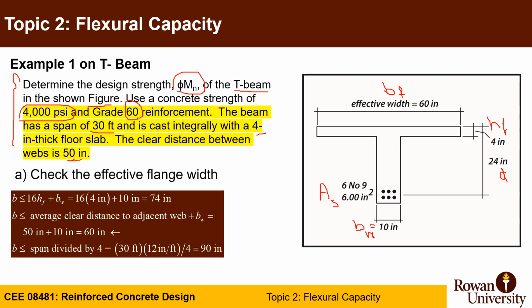So if you check the equation that we have before, you have 16 HF plus BW: 16 times 4 plus 10 is 74 inches. The second one will be B web plus SW, which is 50 here, will give you B should be around 60. And the last one is the span divided by 4, which in this case is 90. The least of all will be 60 inches, which is what we calculated or provided here. So B effective is 60 inches.